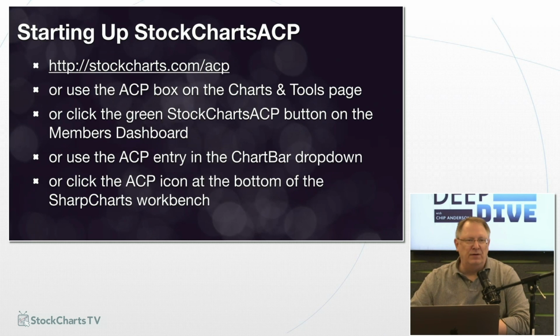And finally, if you are in our SharpCharts tool, down at the bottom of the SharpCharts tool, there's a little button that says ACP. You can click on that, and then the chart you're looking at in SharpCharts, you will see in ACP. And honestly, as we continue to integrate ACP into the rest of our site, there will be more ways to come. There will be lots of different ways to get ACP. We'll make it more and more integrated into all aspects of the site over time.